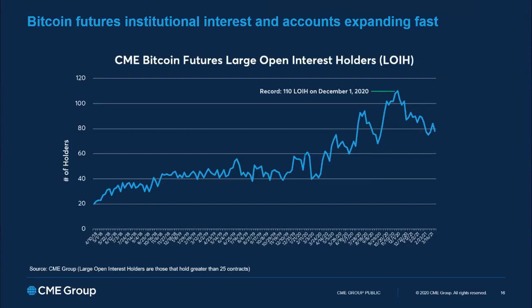So these products are permeating a bunch of different industries, and it's not just an active individual trader community that's coming to trade these products. Institutions are coming to trade these products as well.